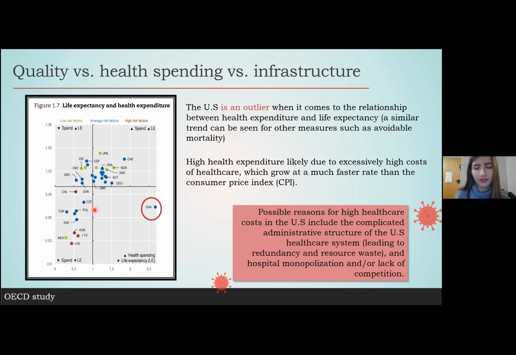other costs of living. And so some possible reasons for this are that there are just a lot of administrative structures that are really complicated in our healthcare system compared to other health systems. And that leads to a lot of redundancy and resource waste. And then another possible explanation is that the US also has a lot of hospital monopolization and lack of competition. So that could also lead to a lot of waste in resources and a lot of high costs of healthcare.